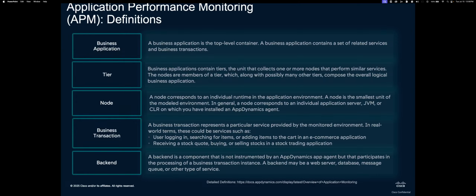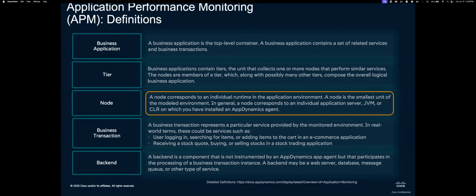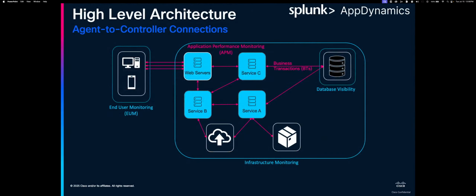So, business application. And then at a high level, the architecture is something like this. I just verbally explained it all to you, but it's always so much better having a picture, right? So obviously you have the end user monitoring over on the left, and then you have the application performance monitoring over on the right, and then you also have infrastructure monitoring.